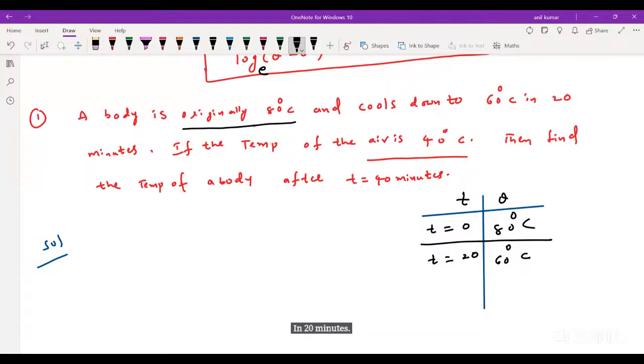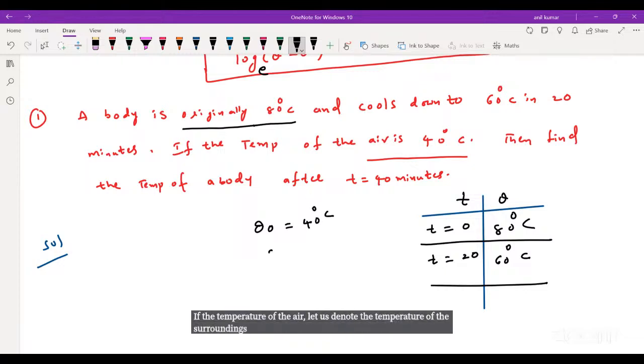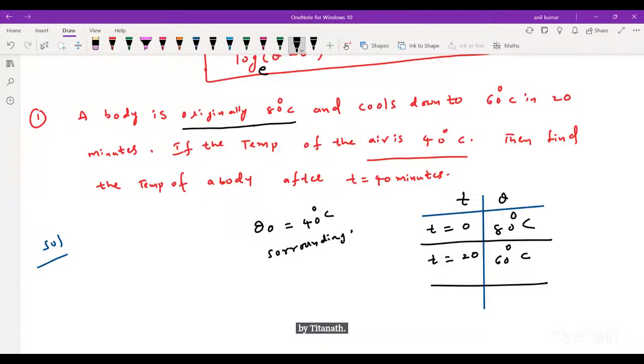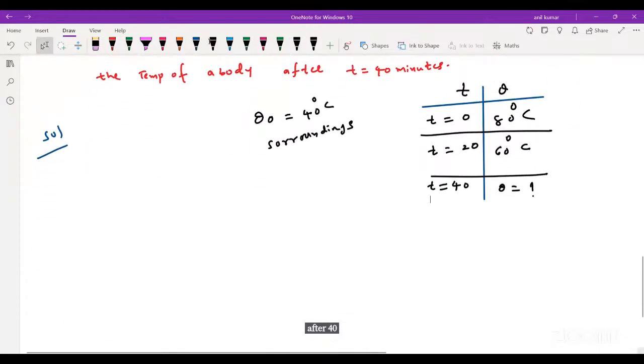Okay. If the temperature of the air, let us denote the temperature of the surroundings by theta naught, then find the temperature of the body after 40 minutes. After 40 minutes. Okay. Yes.